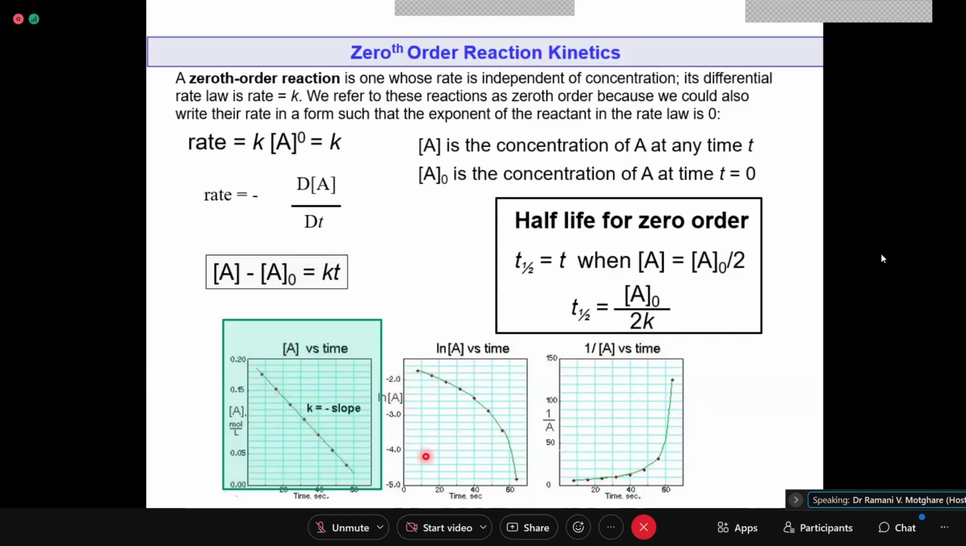Then for a plot of natural log of concentration of A, that is ln A versus time, you get a hyperbolic curve. And for a graph of 1 by A concentration versus time, you get a curve of this type.